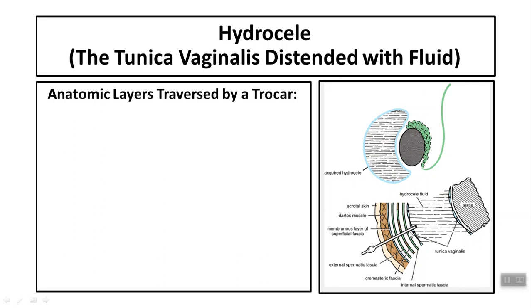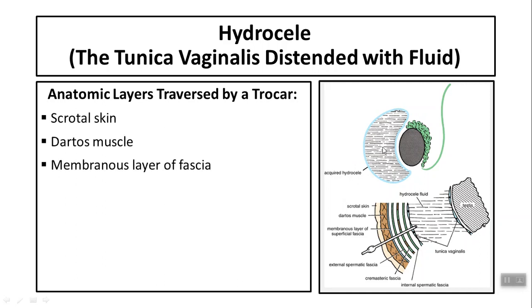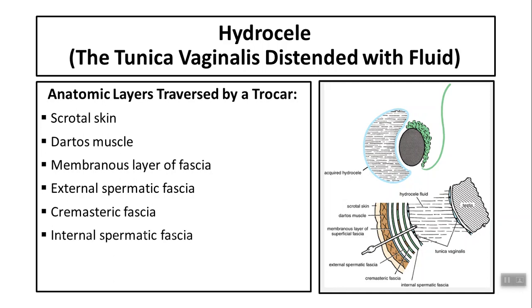We can pass a special type of instrument called the trocar. So what are the anatomical layers traversed by a trocar to drain this hydrocele? First of all, skin, dartos muscle, membranous layer of fascia, that is Colles fascia, external spermatic fascia, cremasteric fascia, internal spermatic fascia, until we reach the tunica vaginalis, which is the visceral layer. Then we reach the cavity of the tunica vaginalis and drain this fluid.